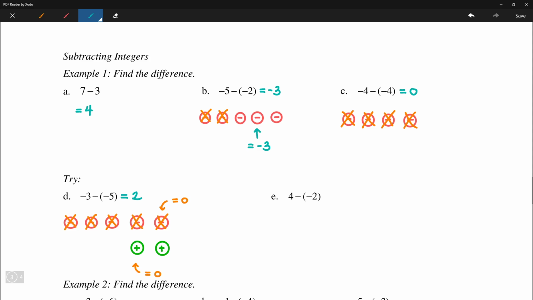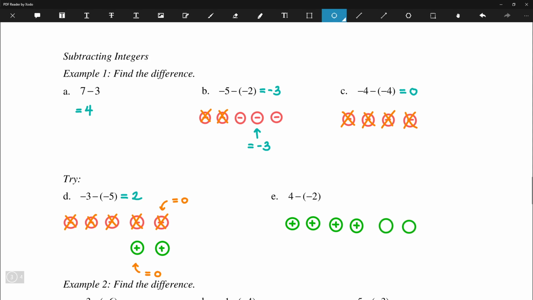Okay. And now the last example, we have 4 minus -2. So we'll begin with 4 +1 counters. Now in this case, notice that we cannot take away -2 counters because we don't have any negative counters to begin with. We only have positive counters. So similar to the previous example, we need to add in a couple of 0 pairs. So in this case, we're going to add a couple of 0 pairs this way. And then the red counter is just underneath.